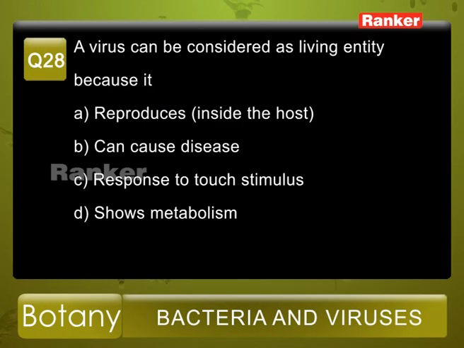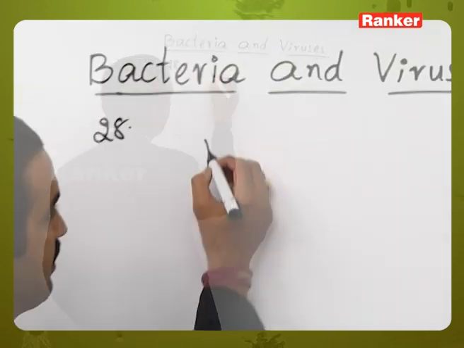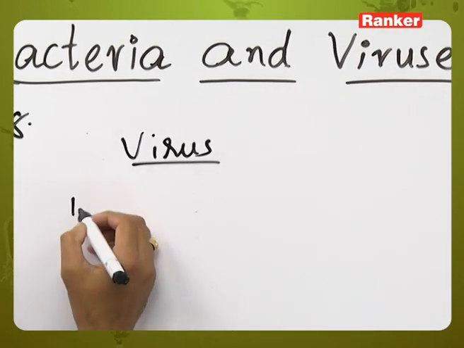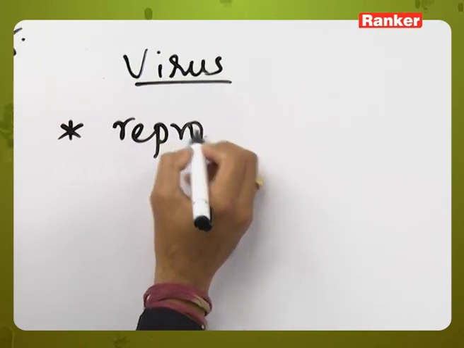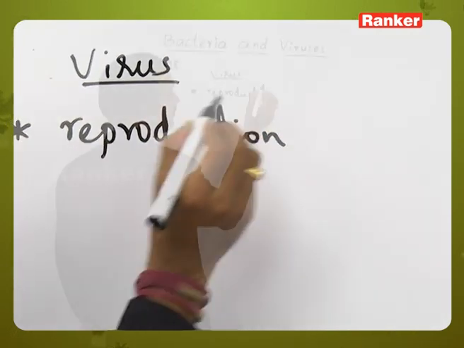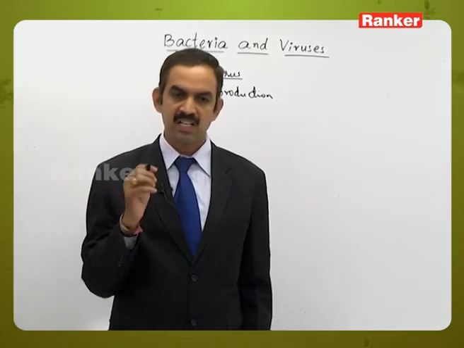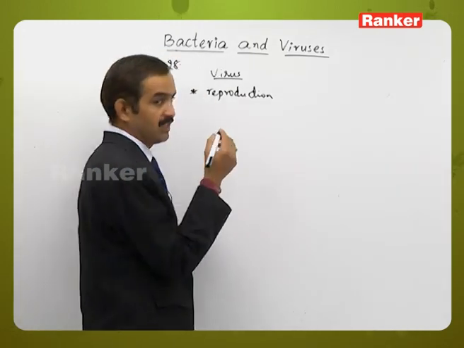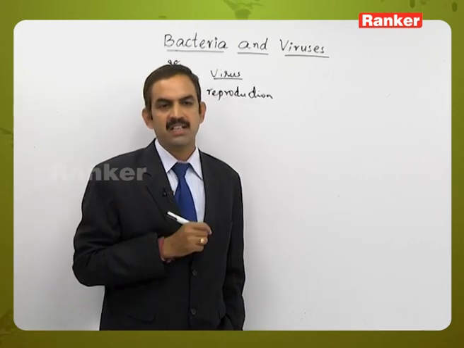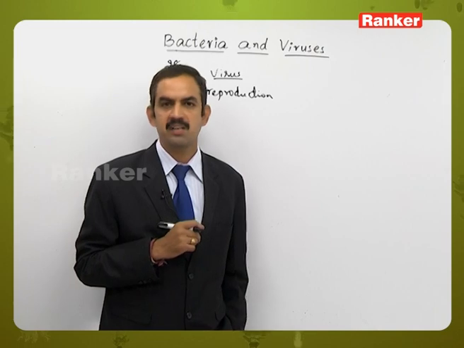Question number 28. A virus can be considered as a living entity because it, the given options: A. reproduces inside the host, B. can cause disease, C. responds to touch stimulus, and D. shows metabolism. So here the viruses will participate in the process called reproduction. Yes, but it is not outside the host, it is always inside the host, and of course this is one of the reasons why we can consider viruses as living organisms.